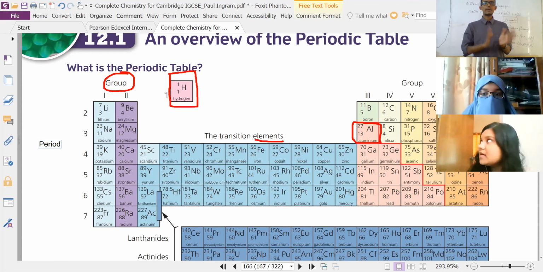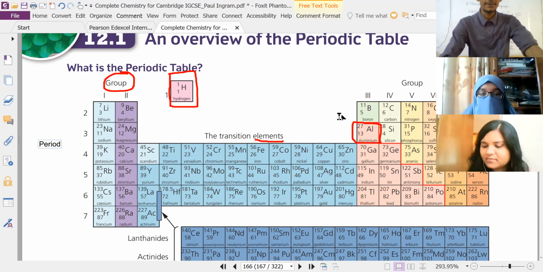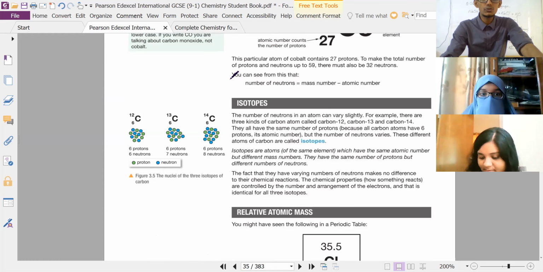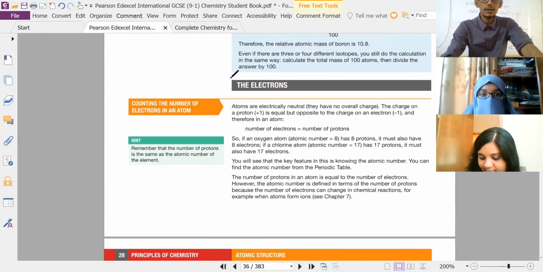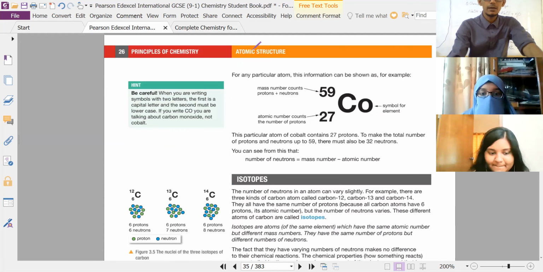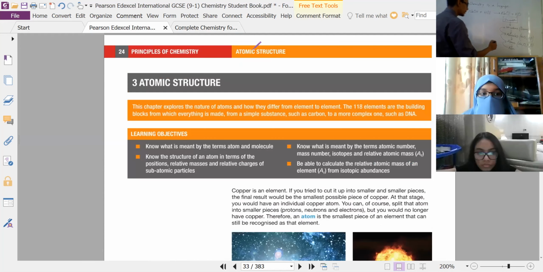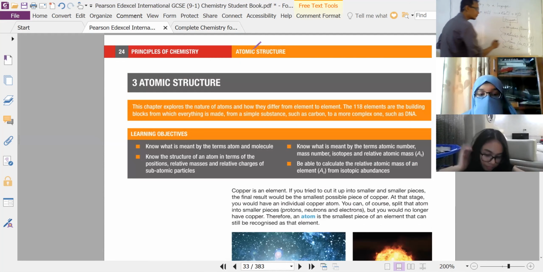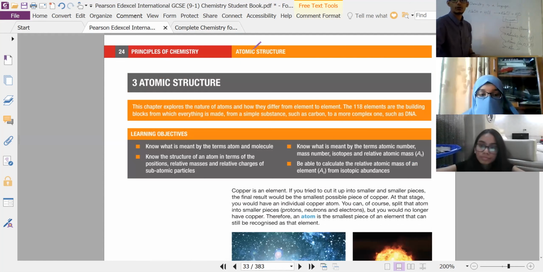So groups and periods, vertical lines and horizontal lines. Then after discussing these things, we went back to the elements. We covered our protons, electrons, neutron part. These are done. We know all the information required for this.